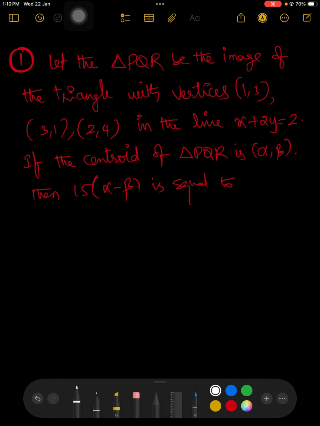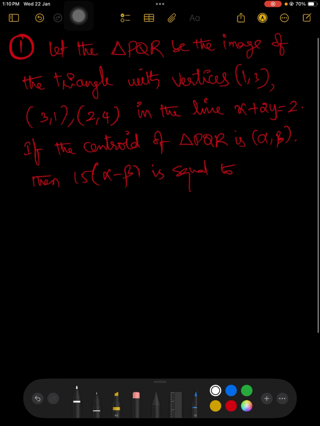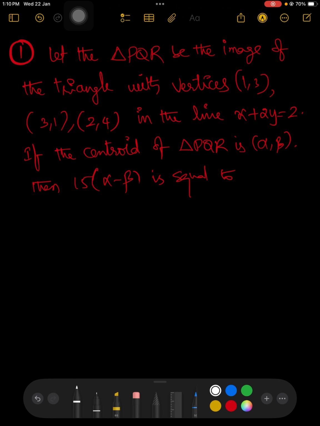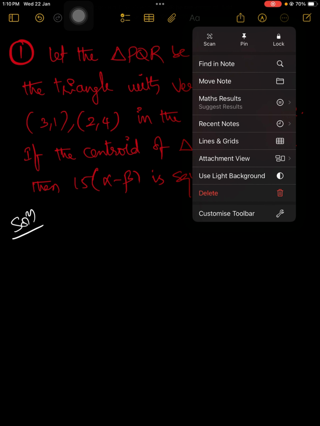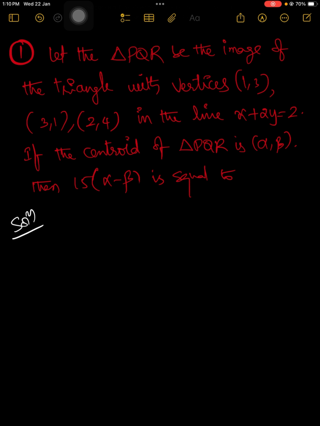Hi students, now we will discuss a straight lines question from the Shift-1 question paper 2025. The question is: let the triangle PQR be the image of the triangle with vertices (1, 3), (3, 1) and (2, 4) in the line x + 2y = 2. If the centroid of triangle PQR is (alpha, beta), then find 15 times (alpha minus beta).